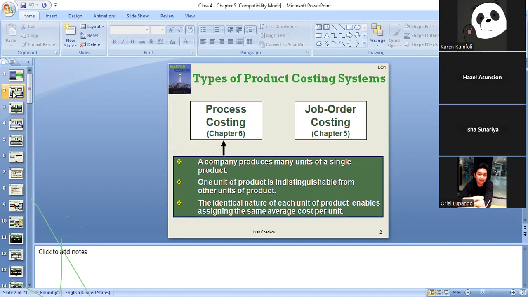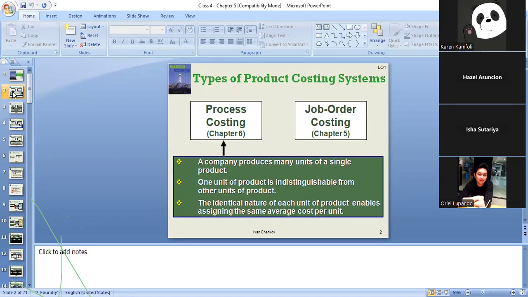Imagine you're producing only yogurt, plain yogurt, and that's all we produce. So we cannot distinguish one from the other. When you go to the store, you're just grabbing one and going. You're not choosing that one because it has more or it tastes different or anything like that. They're all the same. And the identical nature of each product gives us the opportunity to get the cost of all the products easily.